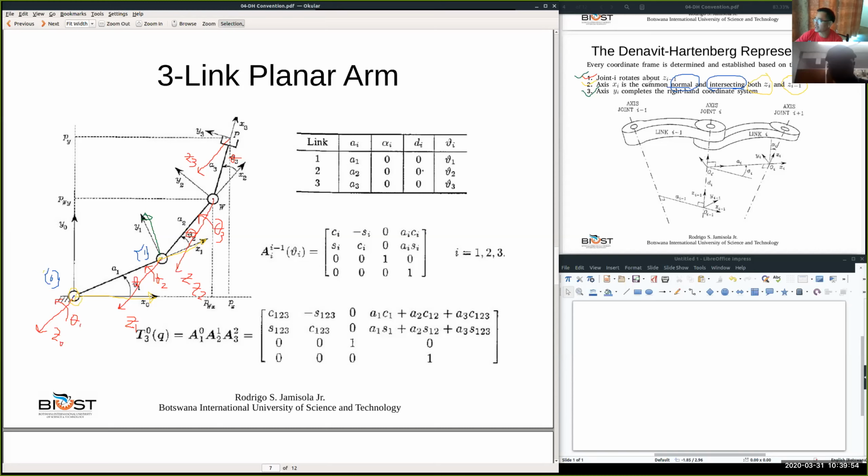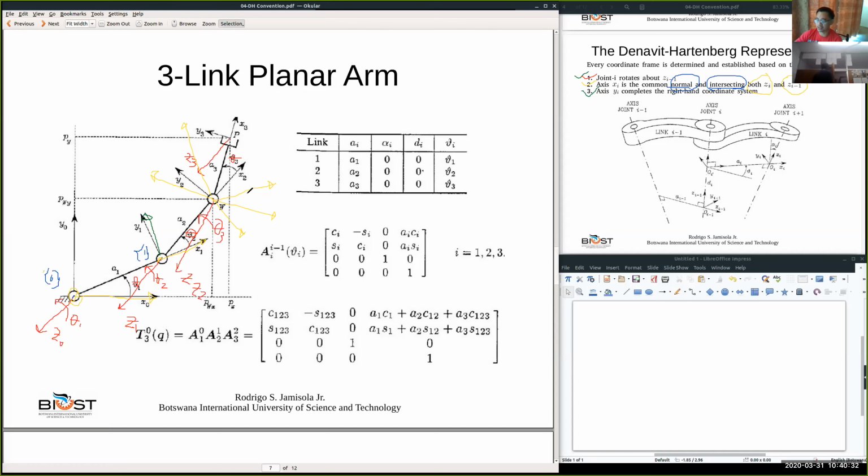Okay. So for X2, the common normal intersecting both Z1 and Z2. So now again our X2 can be somewhere here, somewhere here, somewhere here, anywhere. It can be anywhere. X2 can be here, and X2 can be there, as long as they're both intersecting and normal to Z2.